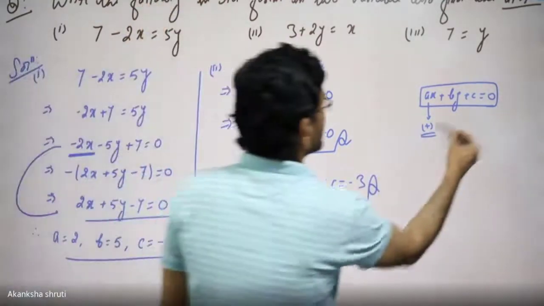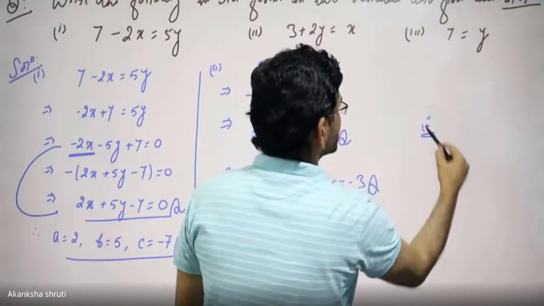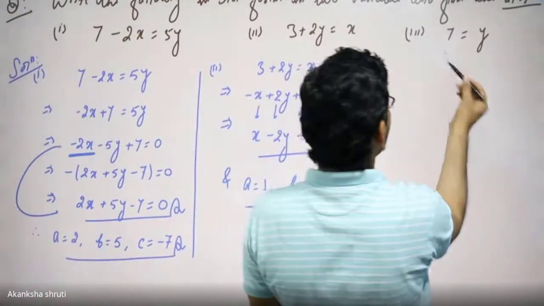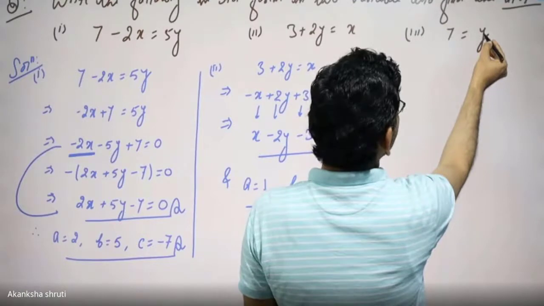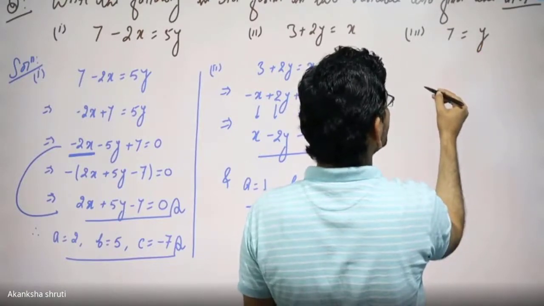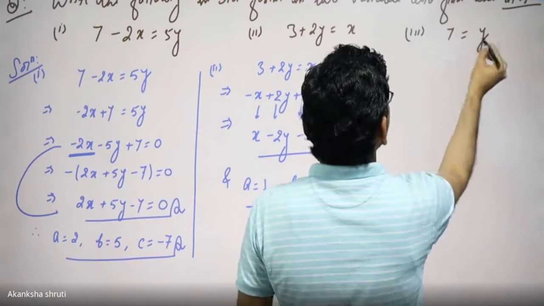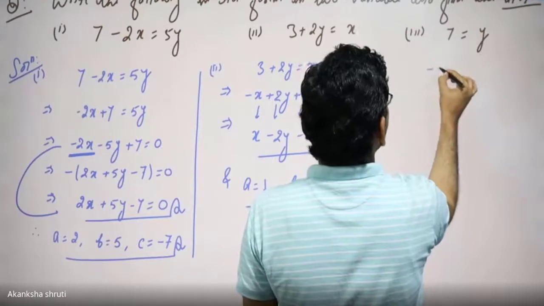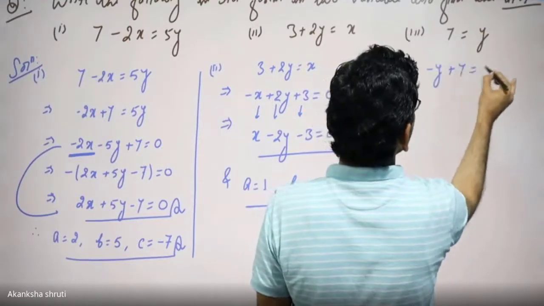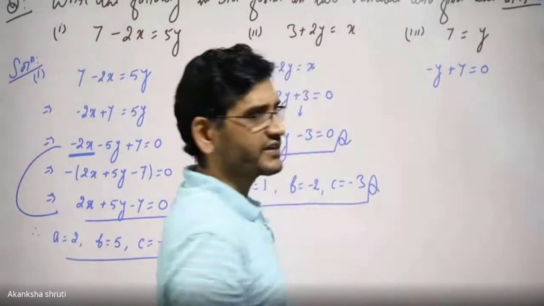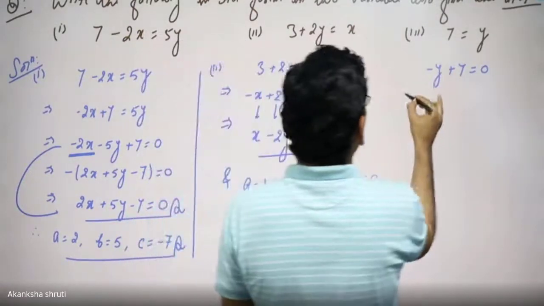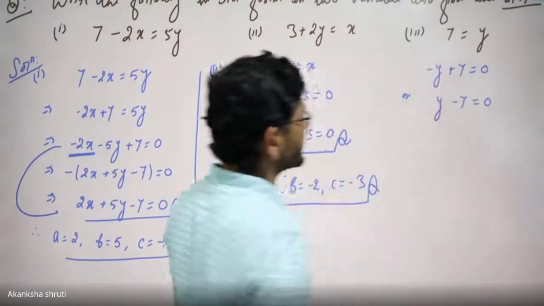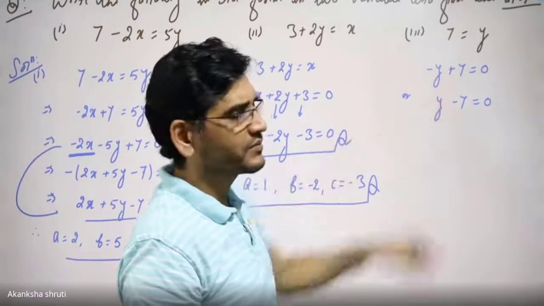Students, similarly, let us come to the third one, which is another interesting one. Here we have this y only. So 7 is equal to y. This y can be brought on the left hand side or on the right hand side. Students, if you wish, you may bring this as minus of y plus of 7 is equal to 0. One may write this, or even you may write y minus 7 is equal to 0, just changing the sign. Make this y positive.